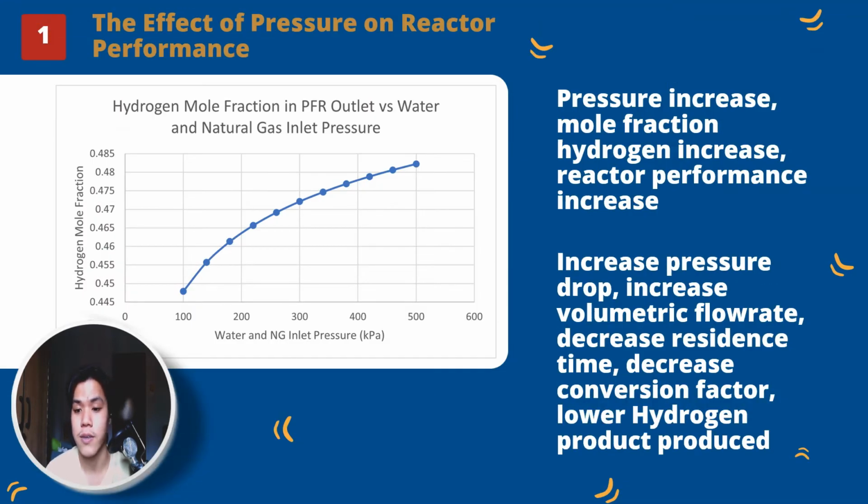For the first variable, the effect of pressure on reactor performance. As you can see from the graph and data, as pressure increases, the mole fraction of hydrogen increases, the reactor performance increases as well. Looking at it backwards, this is because there is an increase in pressure drop, which increases the volumetric flow rate in the streams as well. This will decrease the residence time of the stream, and it will decrease the conversion factor, thus a lower hydrogen product is produced, and vice versa.